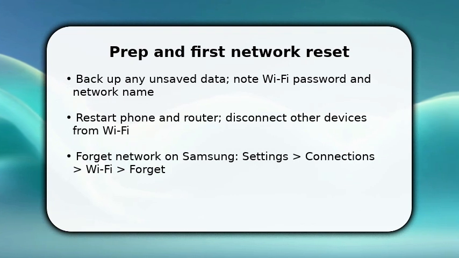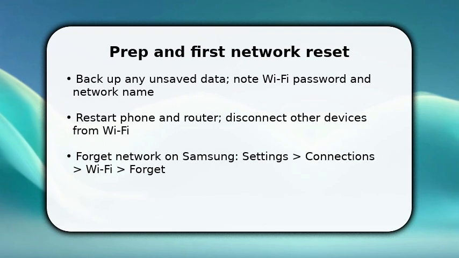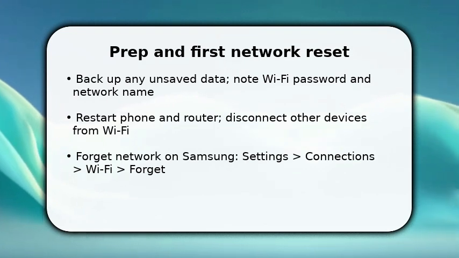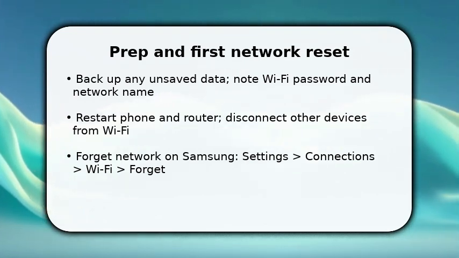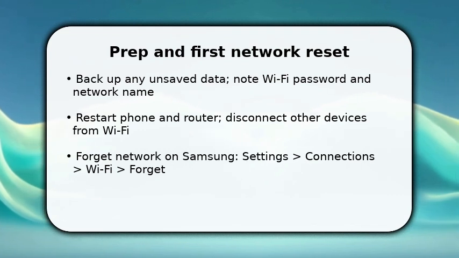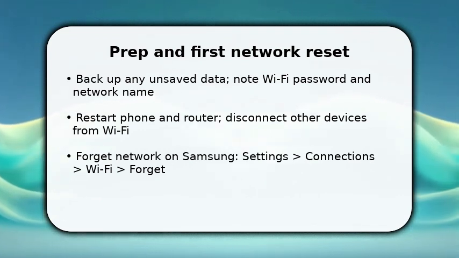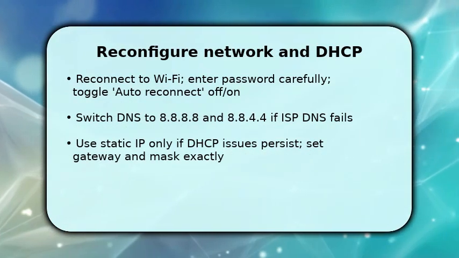While doing this, watch router lights to confirm internet reachability and keep the phone nearby so you can immediately rejoin when prompted. Now reconnect to the Wi-Fi you just forgot, typing the password slowly to avoid errors, then toggle auto reconnect to prompt a clean handshake.